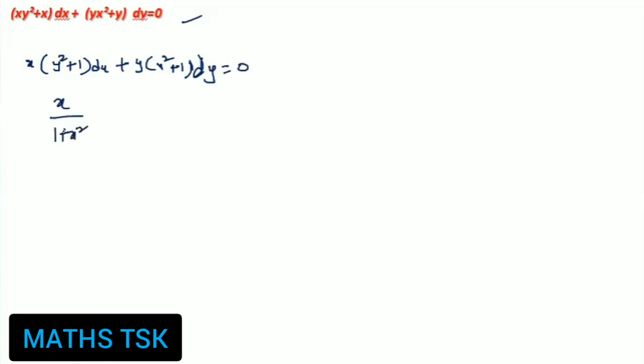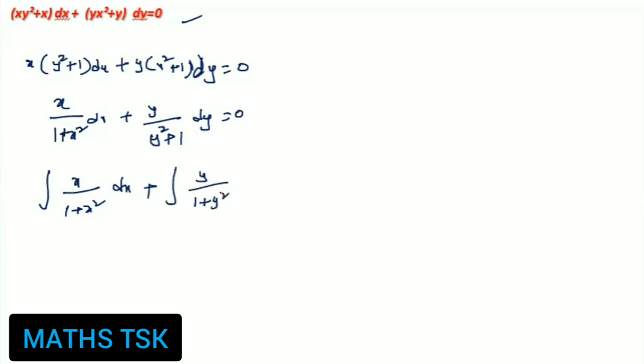Is it possible to do this equation through the variable separable method? Yes. We take x common: x into (y square plus 1) into dx plus y into (x square plus 1) into dy is equal to 0. Now separate: x by (1 plus x square) into dx and then y by (y square plus 1) into dy is equal to 0. Now integrate: integration of x by (1 plus x square) into dx plus integration of y by (1 plus y square) into dy is equal to 0. Multiply 2 throughout.